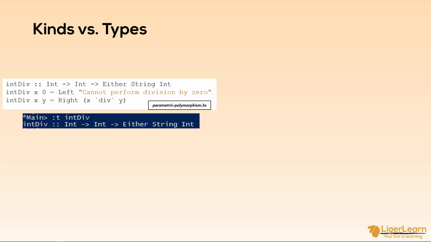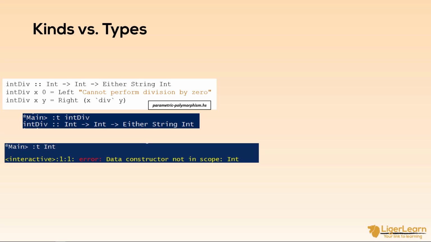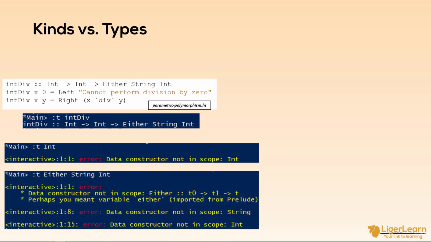If we ask GHCI for the type of an int, we get an error saying the data constructor is not in scope. And if we ask GHCI for the type of either string int, it responds again with an error saying the either, string and int data constructors are not in scope. It also tries to recommend an alternative in case you meant to use a variable with a similar name, either, that already has an existing binding. In our case, the recommendation is not useful. But why does this occur?